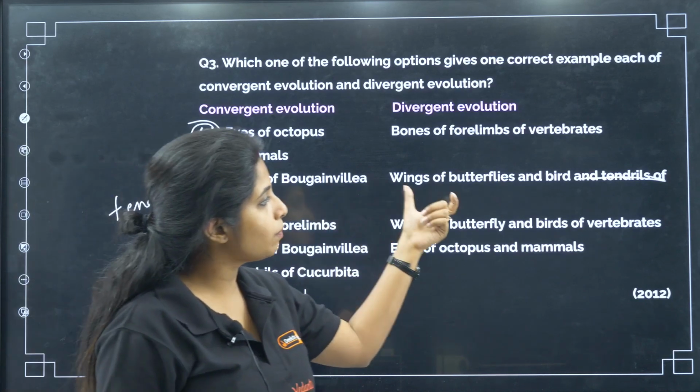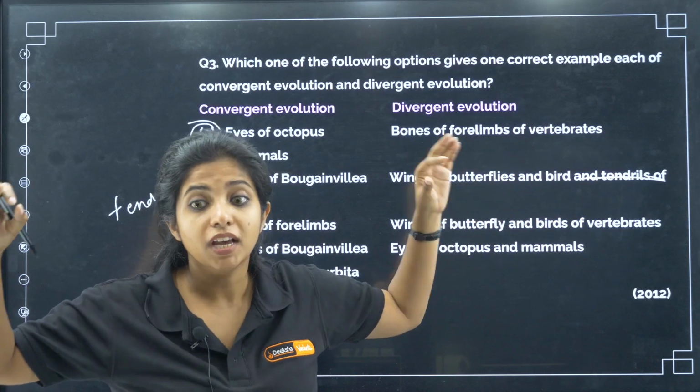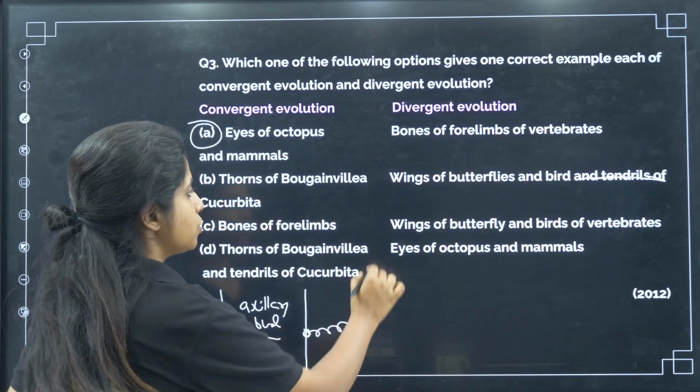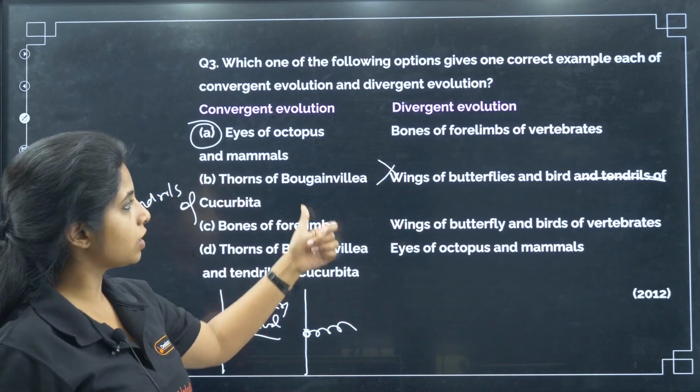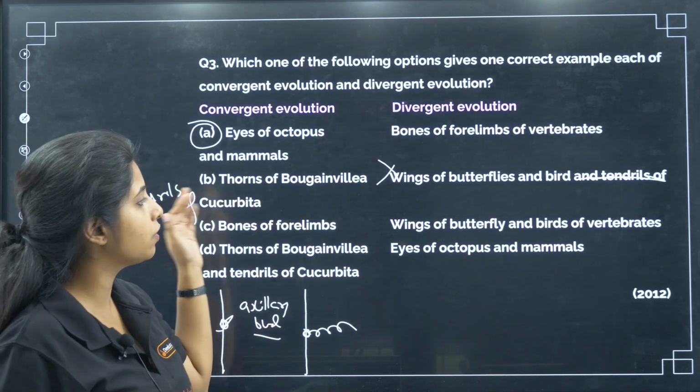Remember that. Now, wings of butterflies and birds. Wings, a common thing. It is used for flying. Common function. If common function is there, it is convergent evolution. C for common, C for convergent evolution. Okay, so this is not divergent evolution, it is wrong. Bones of forelimbs, I told you it will be divergent evolution because structurally we are the same, common ancestry is also there. Okay, functionally we are different.